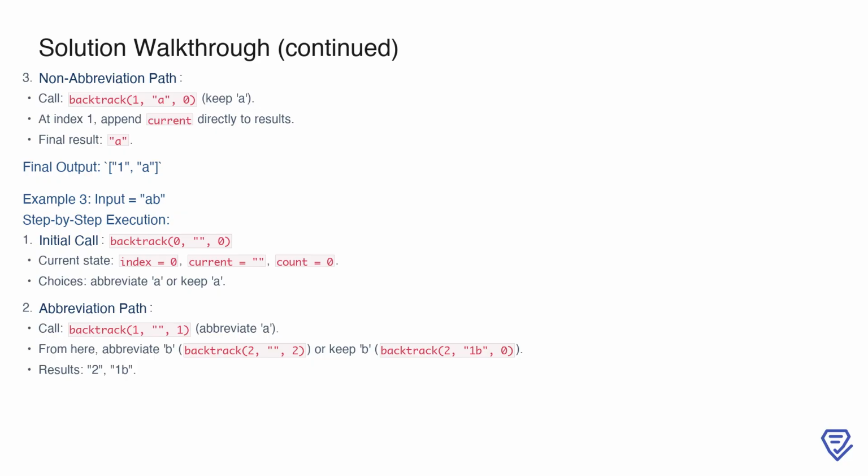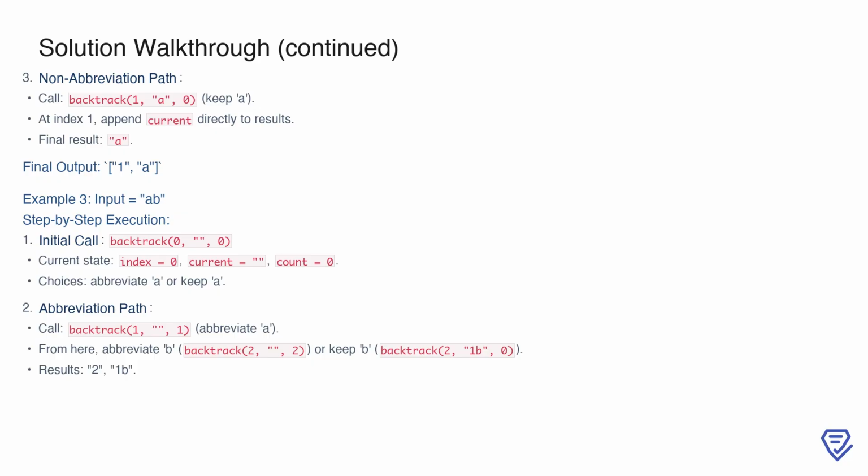At this point, since we've reached the end of the string, we append the current string directly to the results. This gives us the second output, a. Combining the abbreviation and non-abbreviation paths for this input, the final output is 1, a.